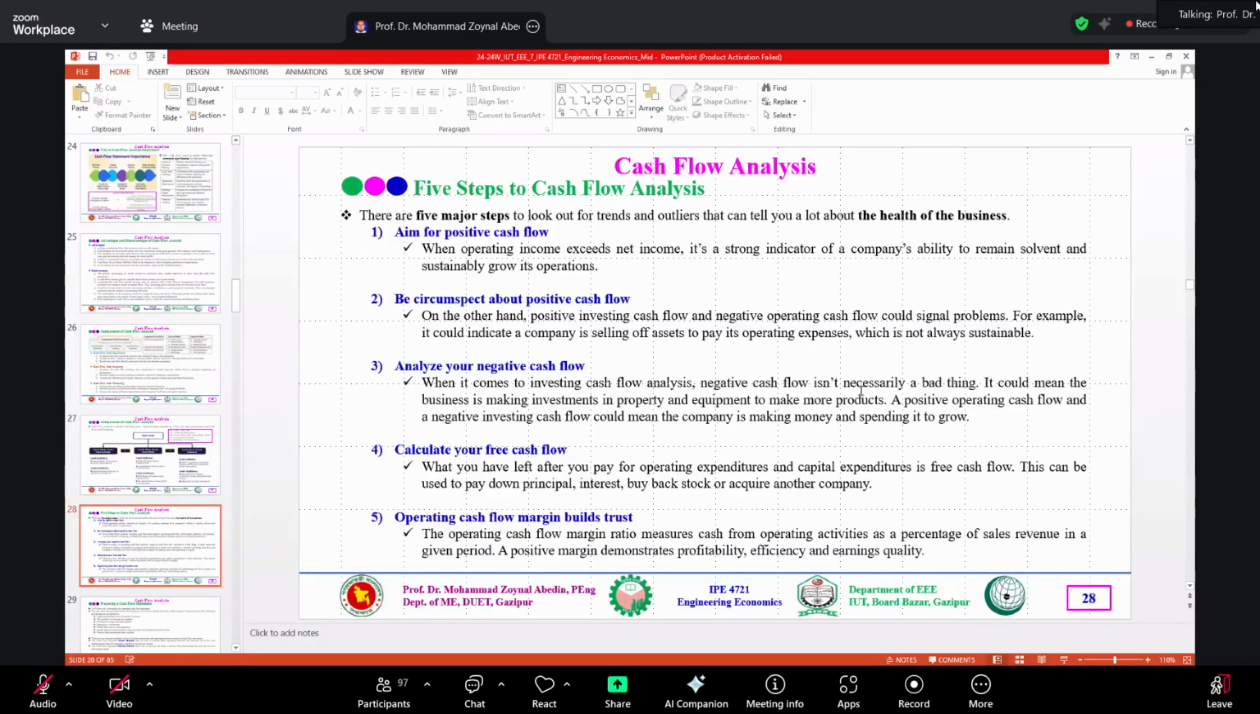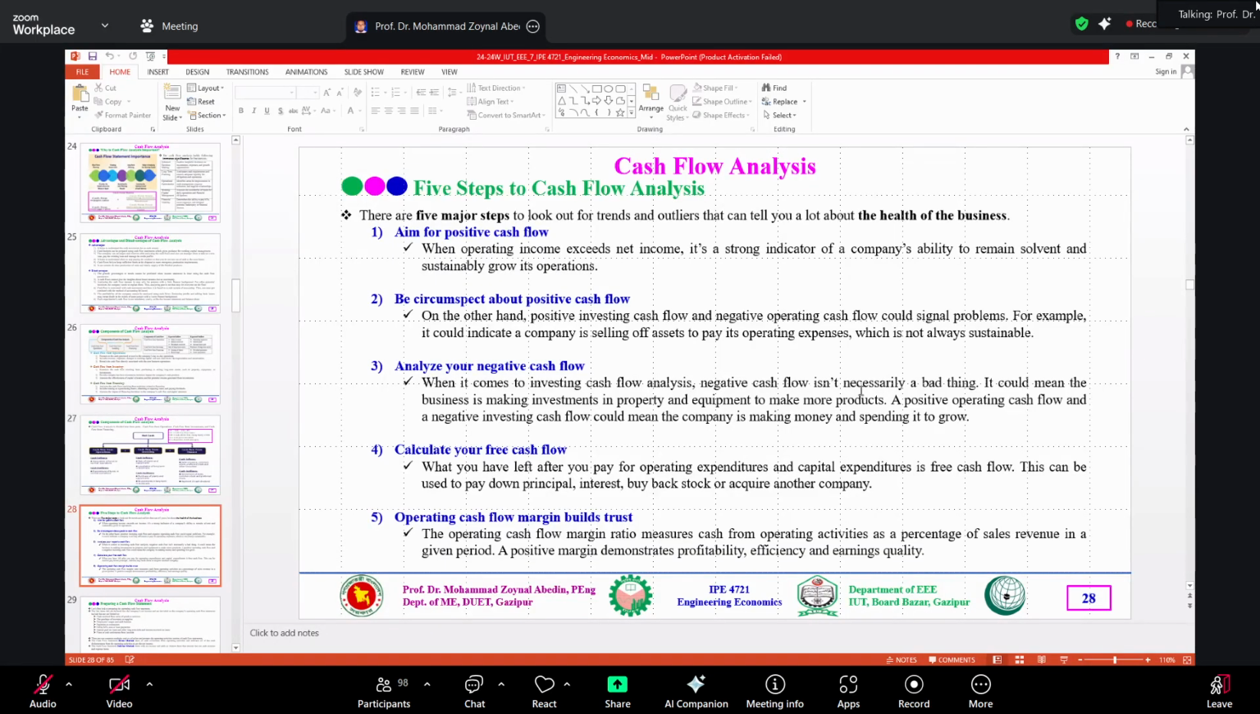Number two, be circumspect about positive investing cash flow, on the other hand, and negative operating cash flow. They are one positive investing cash flow and another one negative operating cash flow. One is investing, another one is operating. There are two terms. Just look at the things actually.